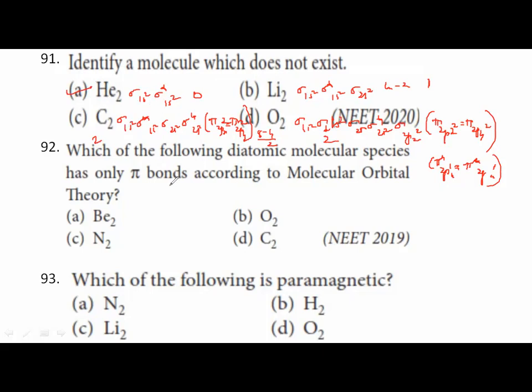Molecule does not exist. Which of the following diatomic molecular species has only pi bonds according to molecular orbital theory? We know that beryllium bond order is one. So one means single bond, and single bond means there will be a sigma bond. Then oxygen bond order is 2. I cannot answer in terms of bond order alone according to molecular orbital theory, so let us see how we can explain here.